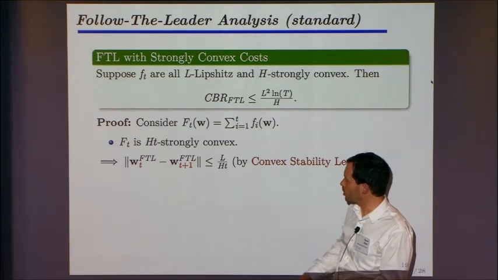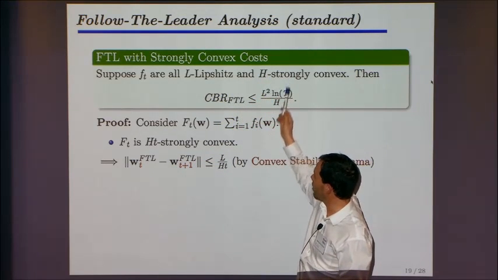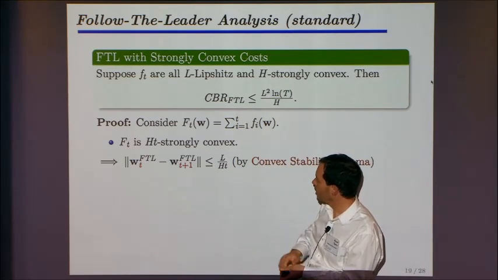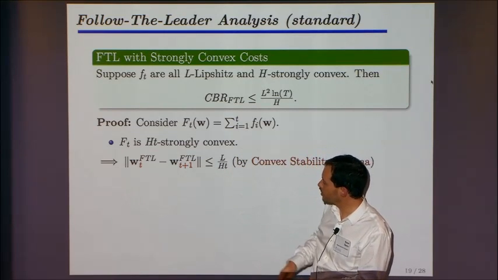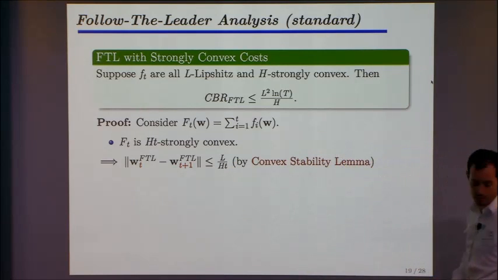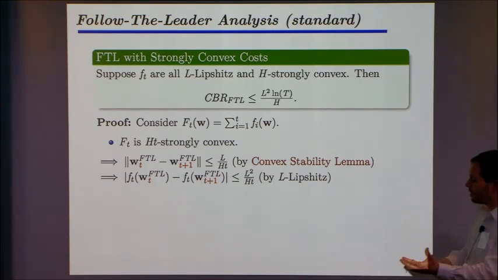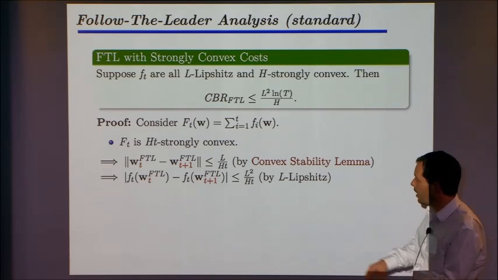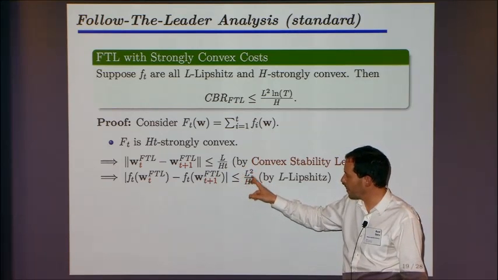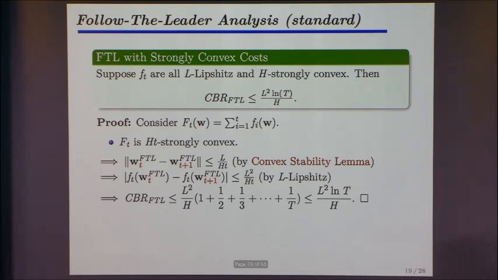If each of the little cost functions is h strongly convex, then at time t the cost function I'm minimizing, which is the sum of all of them, is ht strongly convex. So the difference between wt and wt plus 1 is L over ht by this stability lemma. And because my cost functions are also Lipschitz, the actual difference in the cost function is at most multiplied by L, so that's L squared over ht. Sorry, this should be stability.